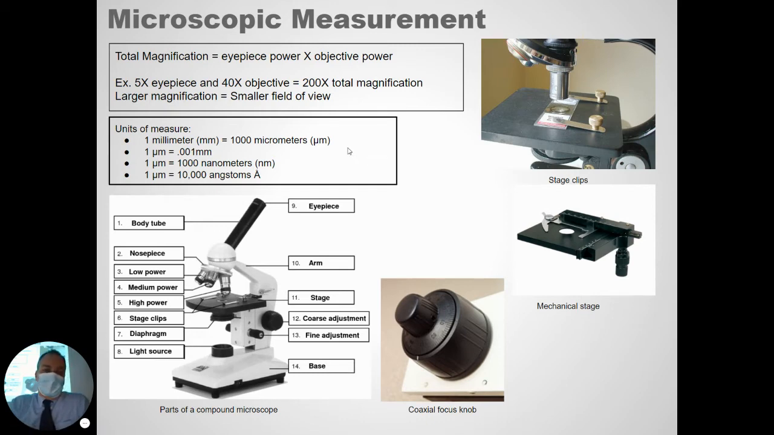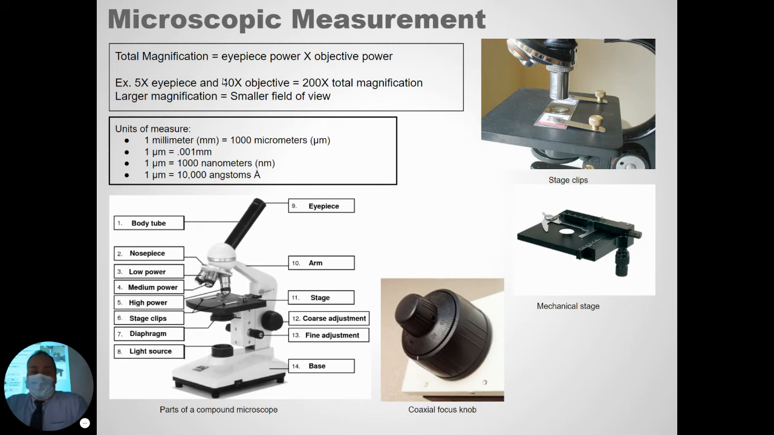To determine magnification, remember the eyepiece power times the objective lens power. So for example, 5x eyepiece, 40x objective gives 200x total magnification. That means the image will appear 200 times larger than its actual size. It's been magnified 200 times.